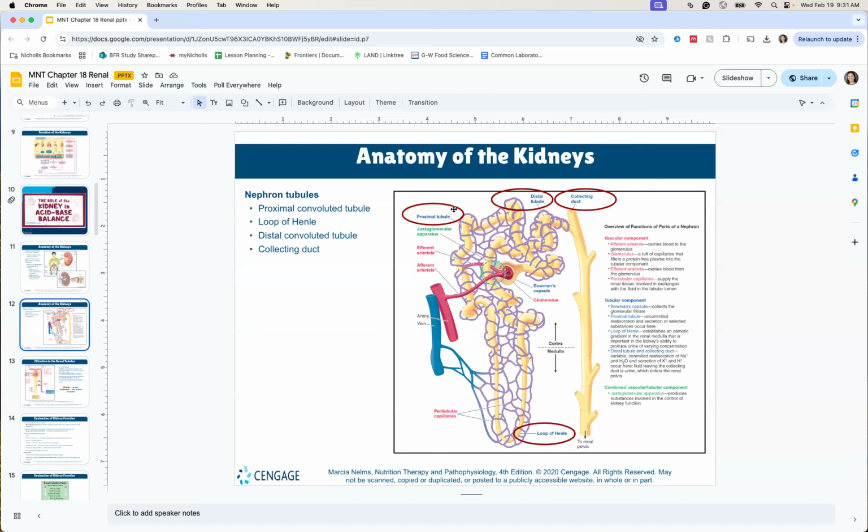Now, some other important terms are our proximal tubule, our distal tubule and collecting duct, and then the loop of Henle. You can see here the importance of each of those. Our distal tubule and collecting duct are what are primarily responsible for sodium and fluid, as well as potassium levels. So if we have issues with fluid and sodium and potassium levels, we can pretty much infer that the distal tubule and collecting duct are the issues.